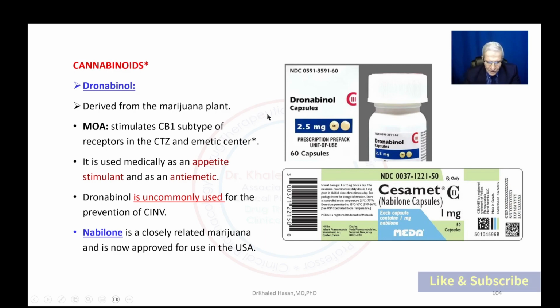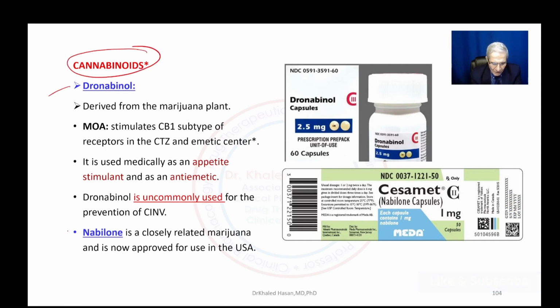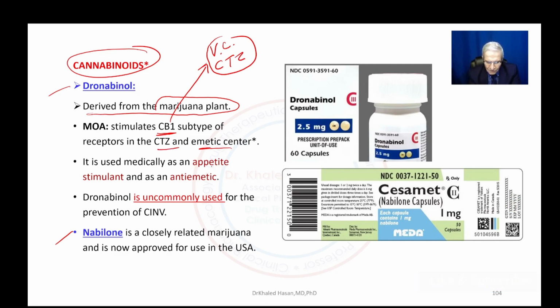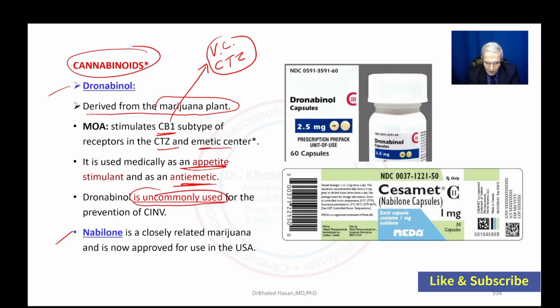Moving to the next group of medications that could be used to relieve nausea and vomiting, we have cannabinoids. We have dronabinol and nabilone. These are derived from marijuana plants and stimulate the CB1 receptor in the brain. If you remember, the CB1 receptor is available in two places: the vomiting center and the CTZ, the chemoreceptor trigger zone. This medication is used medically to increase appetite. It also has an antiemetic effect, but is uncommonly used in practice. If the patient takes chemotherapy, we don't use cannabinoids. It's not a drug of choice.